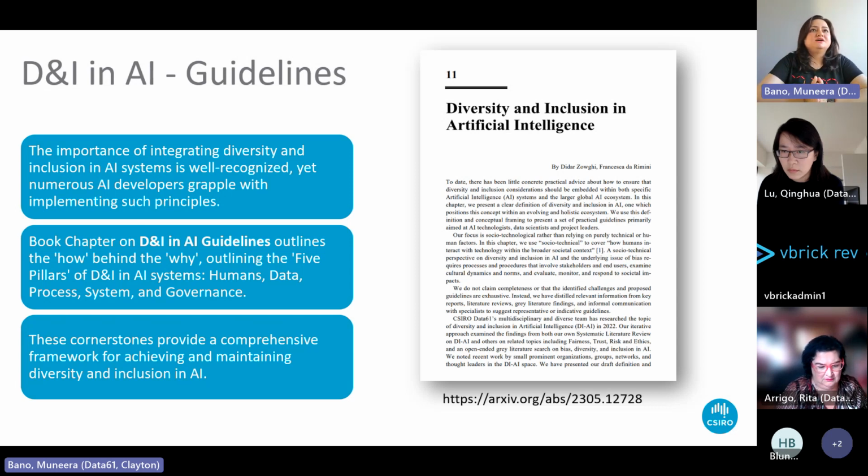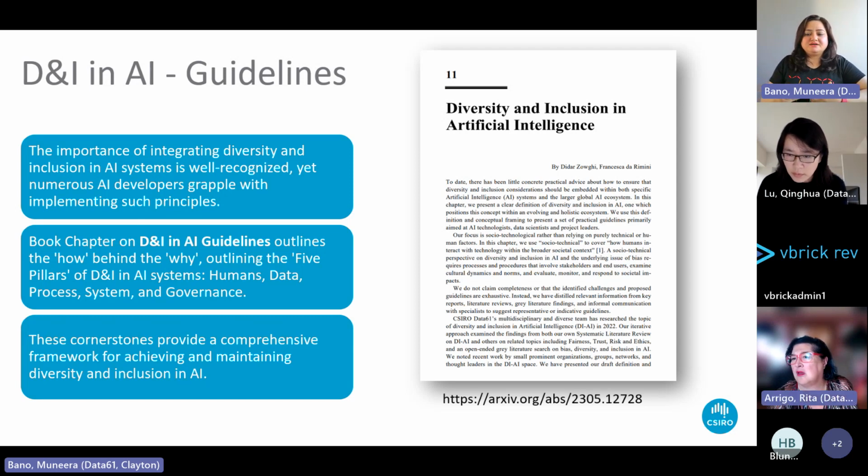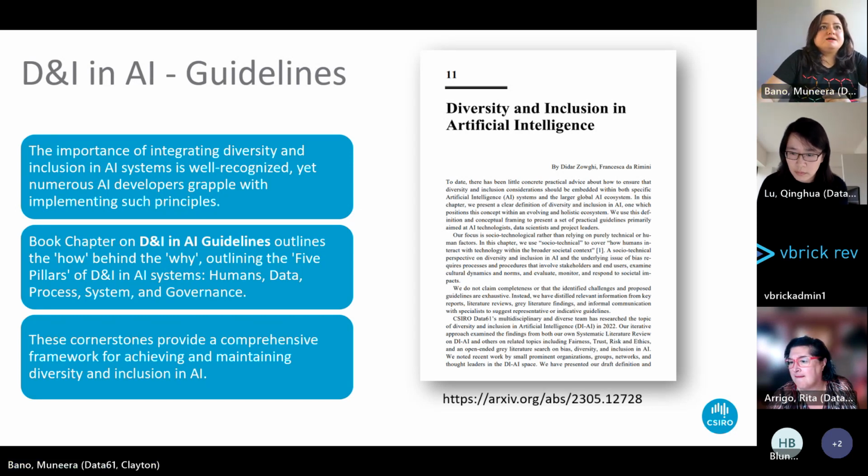The link is provided here, where all these 5 pillars are covered. The book chapter guide provides the outline on not just the how, but the why behind these 5 pillars, what they mean, what considerations have to be taken into account, and why you need to understand them.